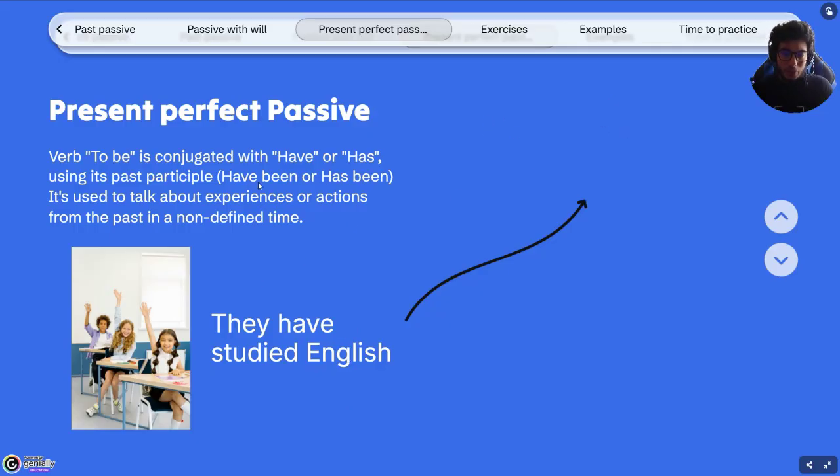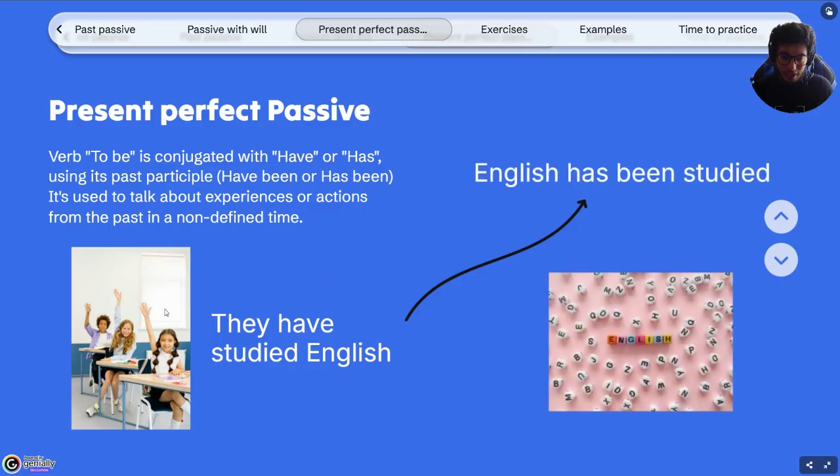Then we always have to use the verb to be next to the passive, in this case, the object. So English is like an it, so we're gonna use has been. And finally, we're gonna mention the verb, in this case, studied. This is already in past participle, so you just have to add it. And the result is gonna be something like this. English has been studied. So we're not focusing on the students, but on English itself. Right?